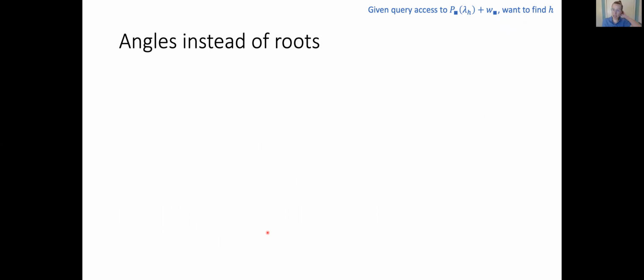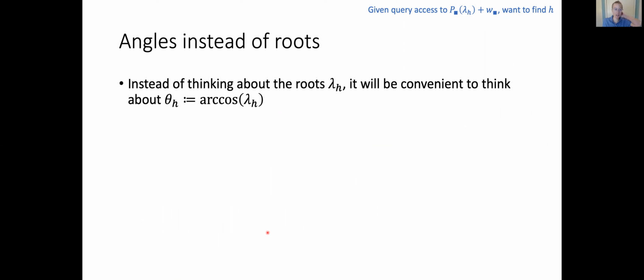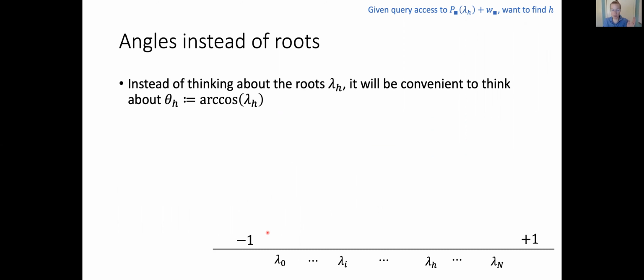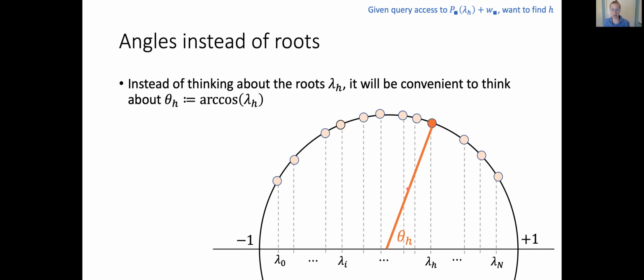One convenient thing here will be, instead of thinking about the roots lambda h between -1 and 1, it will be convenient to think about the arccosines of those roots, just like the picture I had before when talking about how spread out they have to be. So instead of thinking about lambda h being here on the real line between -1 and 1, let's think about theta h, which is the angle of this line here, so the arccosine of lambda h.